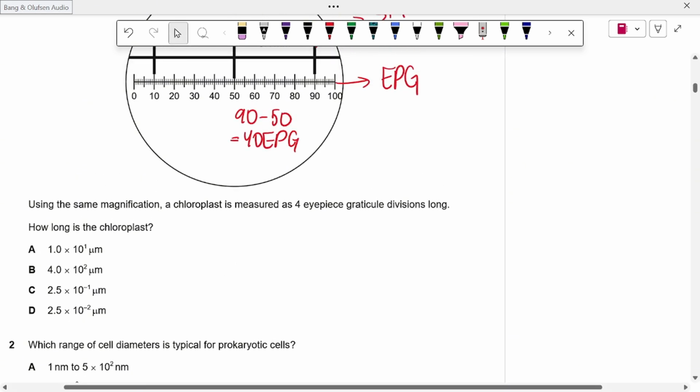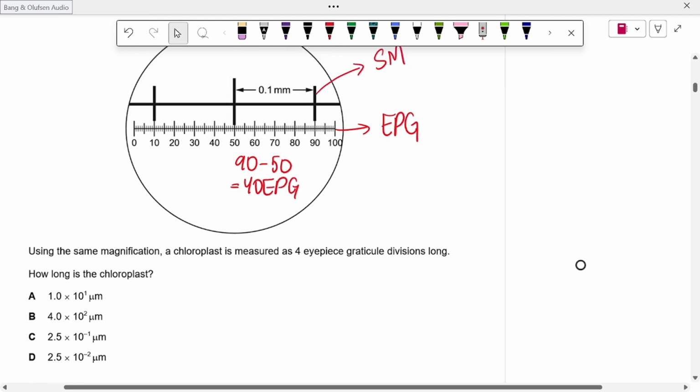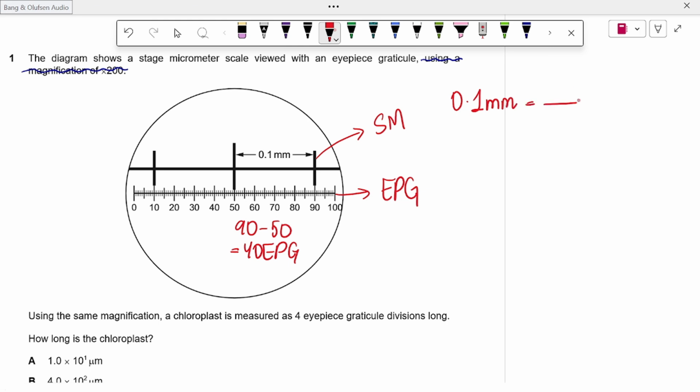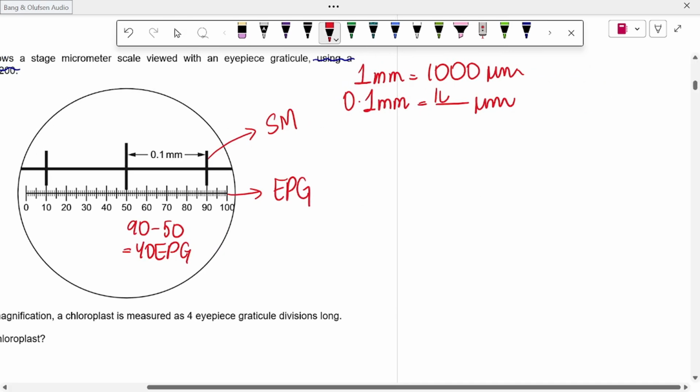सारे आंसर्स आपके माइक्रोमीटर में है, सो विल कन्वर्ट 1 मिलीमीटर इनटू माइक्रोमीटर. 0.1 millimeter is equal to dash micrometer. We know 1 millimeter is equal to 1000 micrometer. So simply cross multiply करेंगे and our answer will come out to be 100 micrometer.